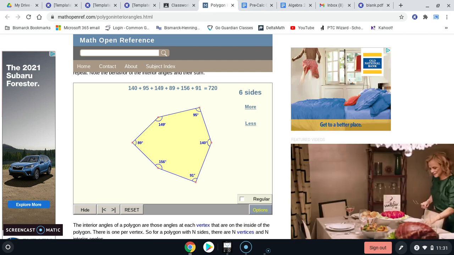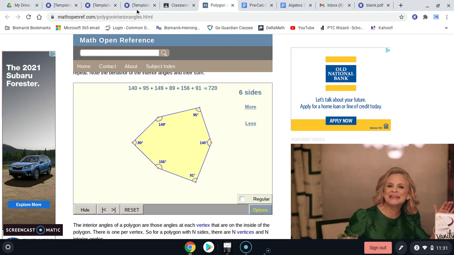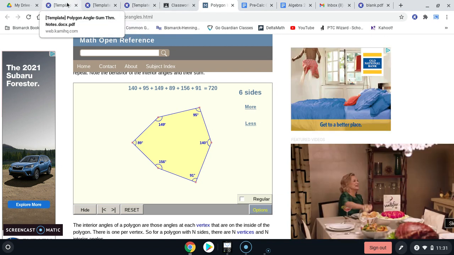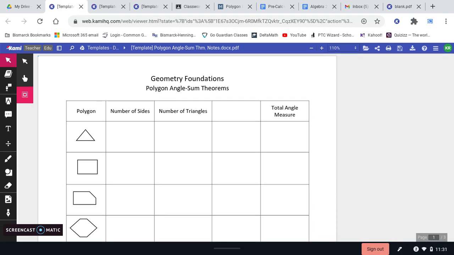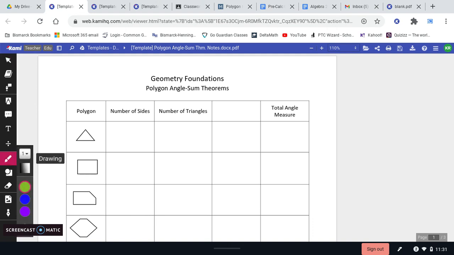So that's where we started. We moved some of the angles around and saw what we could find and what the pattern was. That's what we were looking for, the pattern. Here, you know that a triangle has 3 angles. The sum of those angles is going to be 180 degrees. So number of sides, 3, and the number of triangles is 1. Total angle measure, 180 degrees.